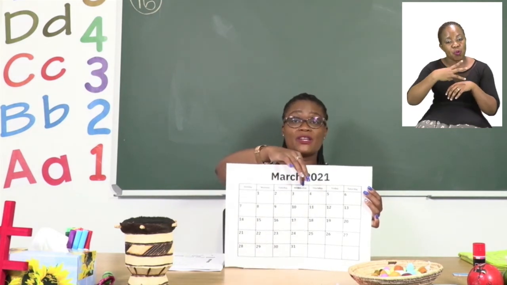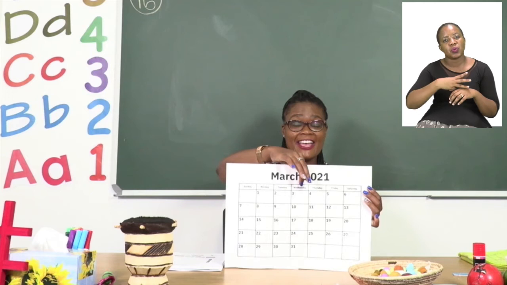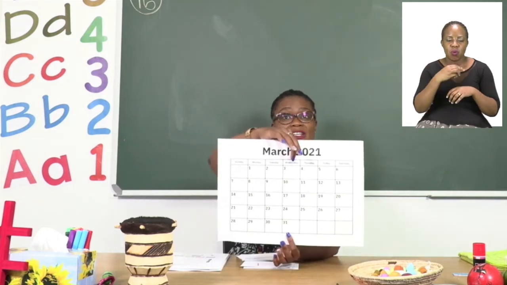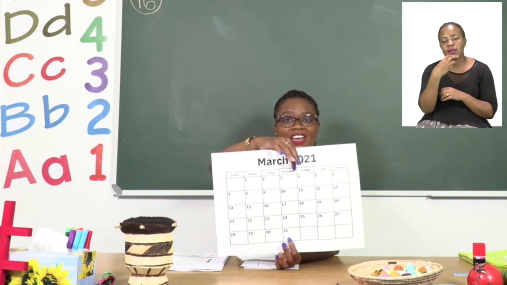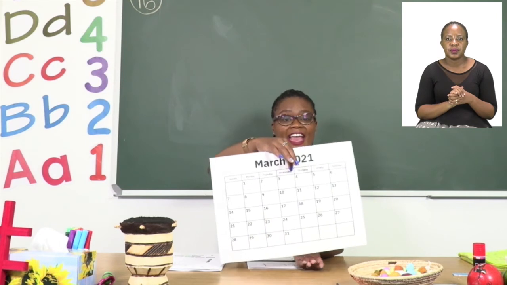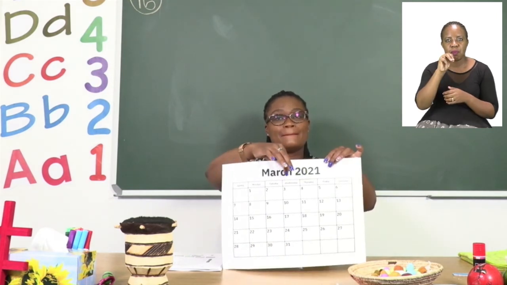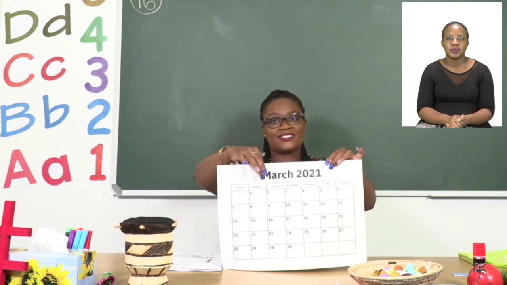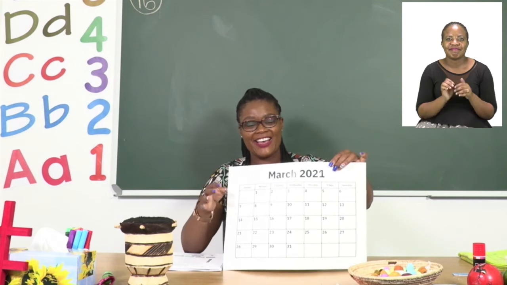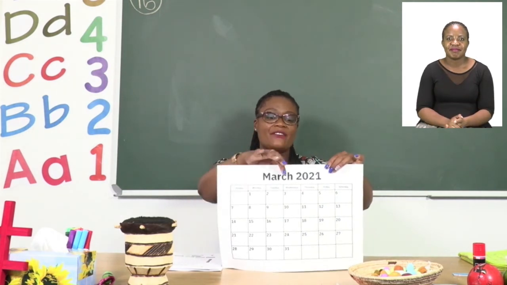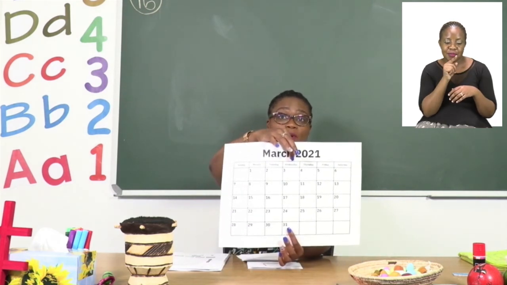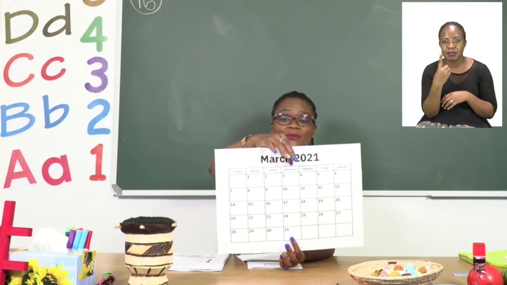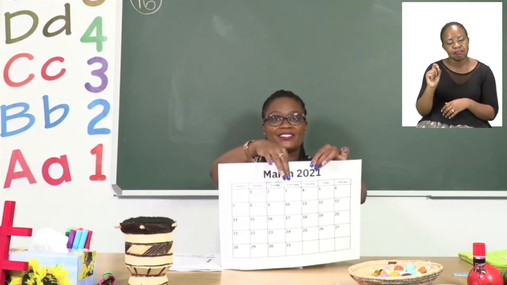So we are going to write Wednesday, and then you write the number, which is 31. So we have Wednesday, 31, and then we write March. Okay, let me say it again. We have Wednesday, that's the day, and then we write 31 for the number, and then we write March.